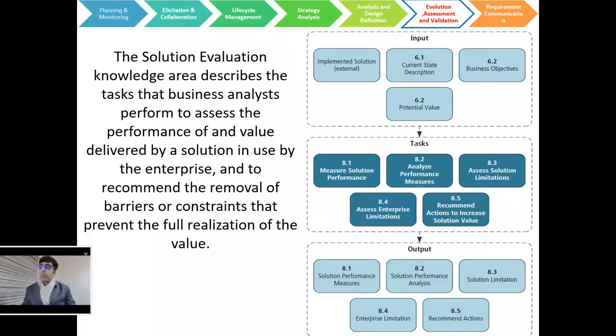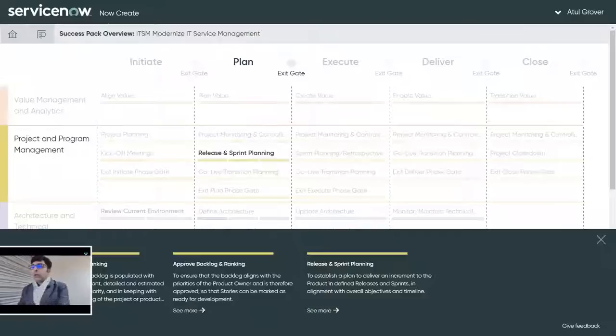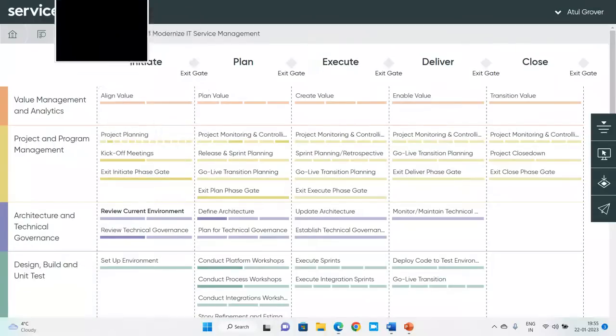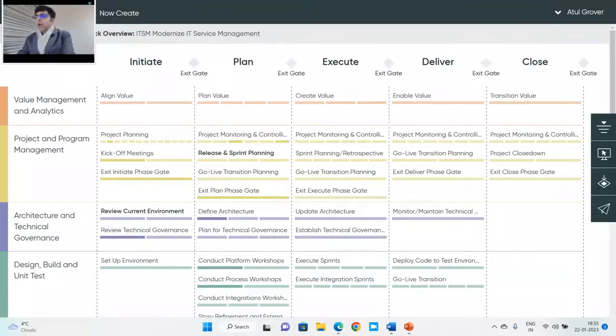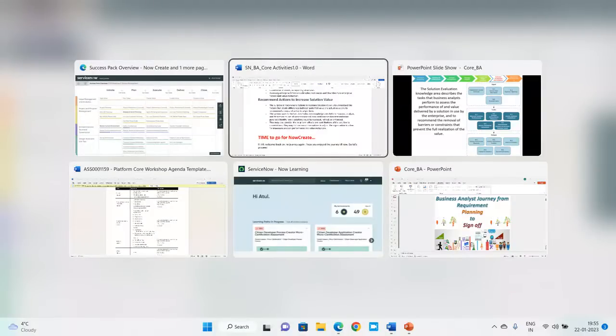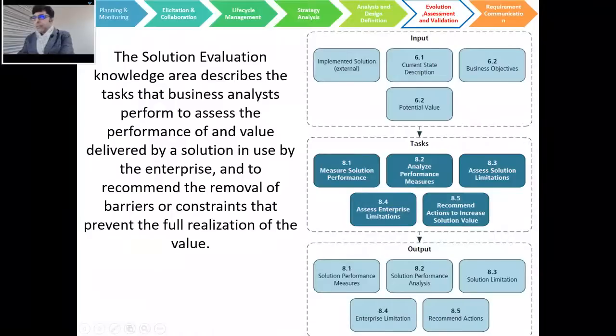Let me try to build these things in the tool now, and we'll see something there. Okay, so let's come here. So we are on this part. Let me close this and let me take my video on that. Okay, so now what we are discussing here is this: measure solution performance, limitation, and recommendation.